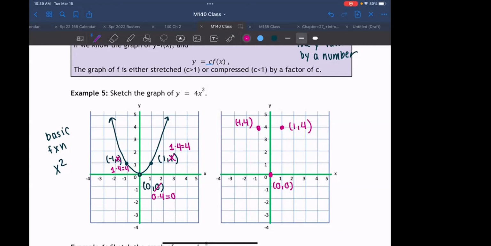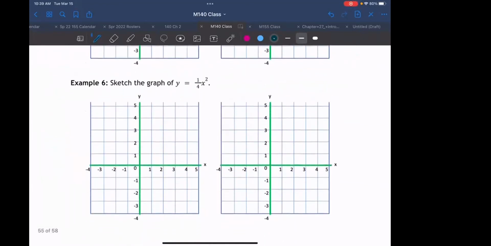Okay. Connecting the dots, we've got this graph here. It looks a little bit skinnier. It's been stretched vertically by a factor of 4. Okay. Any questions on example 5? All right. Let's go down to example 6 then.